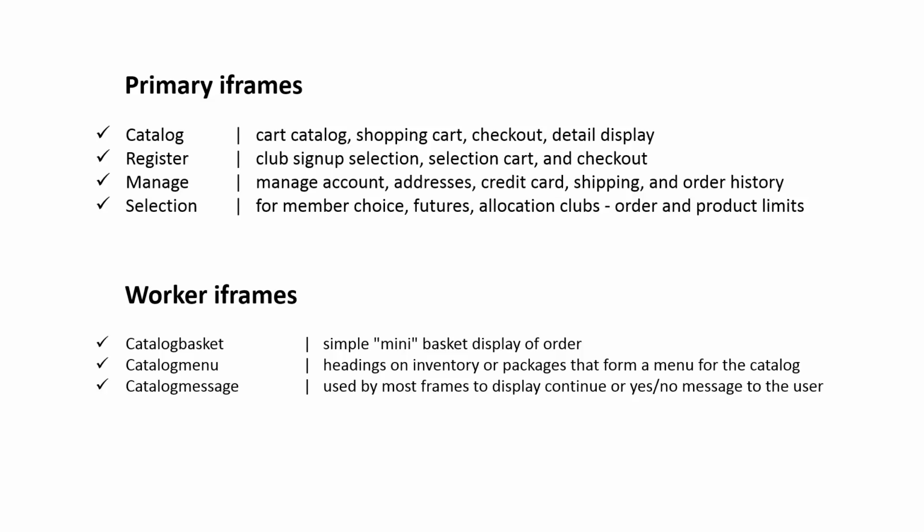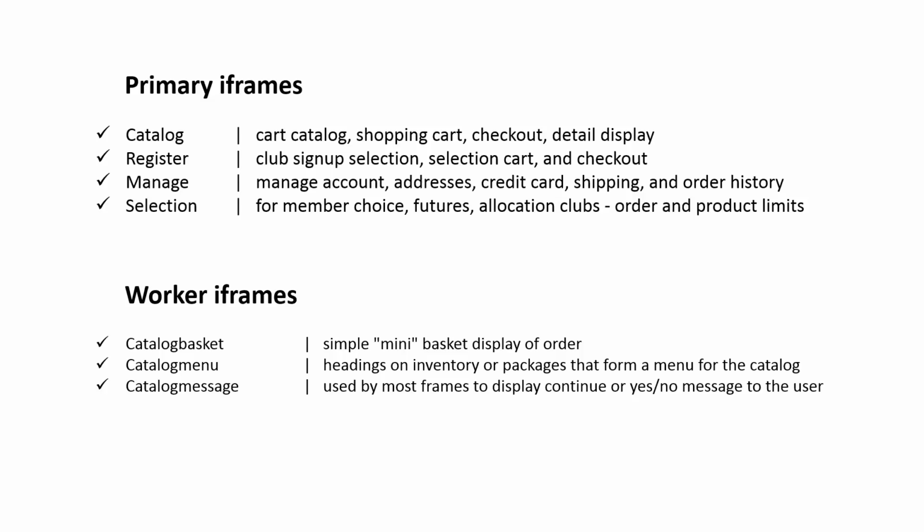Catalog is essentially the shopping cart. Register is a club sign up. Manage is account management or history. Selection is for member choice, allocation clubs, and futures, and it includes order and product limits.